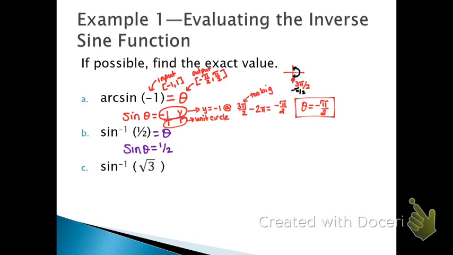Well, we just said from doing A, remember my output, my theta has to be between -pi/2 and pi/2 because we're dealing with the inverse sine, right? All right, so what is sine in terms of x, y, and r? Y over r. But r is 2, that's not on my unit circle, is it?